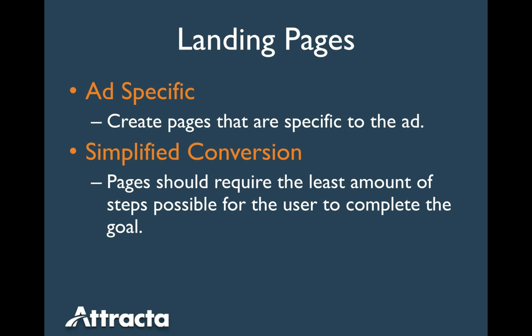So, once you have your ad campaign going, you want to consider the pages that you're actually sending your users to. These are the landing pages, is the term often used for this. Make sure that the pages you're sending your users to are ad specific. So if somebody searched for a certain product that you have an ad for, let's say a dog collar, make sure that when they click on that ad, they go to a page. If they typed in a specific dog collar, you want to get them right to that page. This simplifies your conversions for the users. It should require the least amount of steps possible for the user to complete the goal.